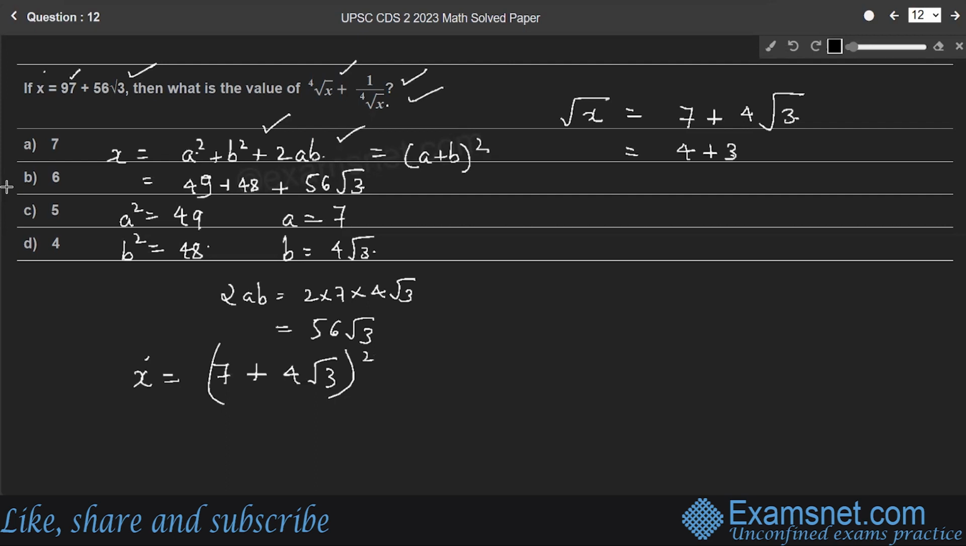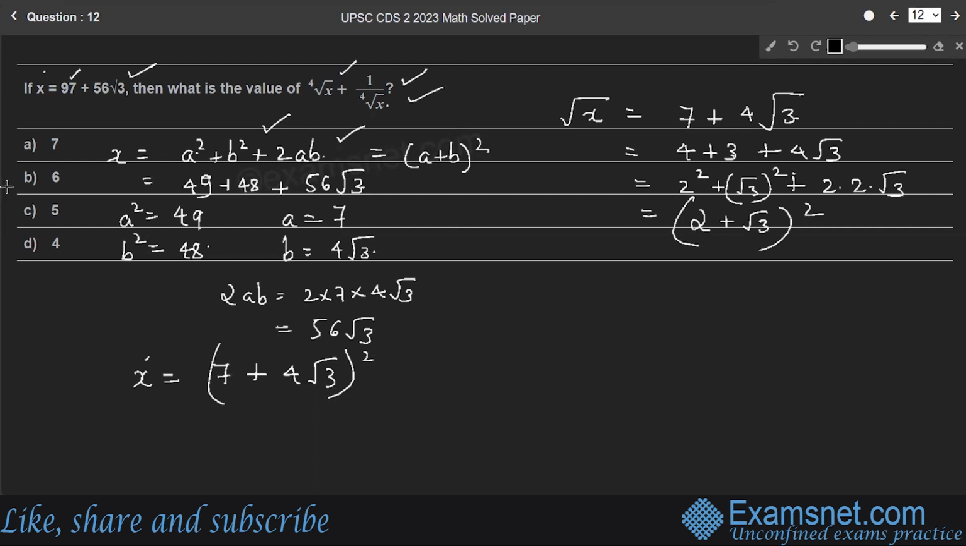4 plus 3 is 7 plus 4 root 3. In other words, 4 is 2 square, 3 is root 3 the whole square, plus 4 root 3 is 2 into root 3, which is nothing but a square plus b square plus 2ab, right? So, which is 2 plus root 3 the whole square, right?